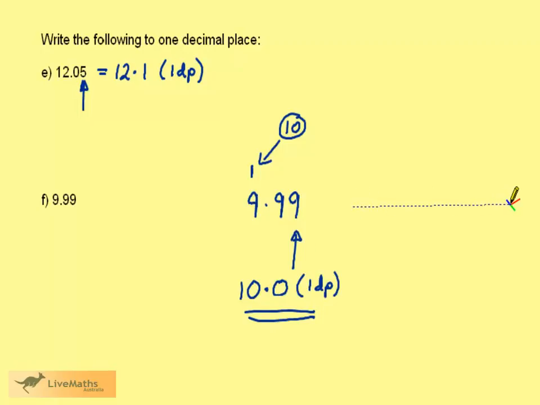Since this one is quite difficult to think about in this way, consider a number line. 9.99 is between 9.9 and 10.0, considering numbers to 1 decimal place. We know halfway in between is 9.95, and 9.99 is in this region, closer to 10.0. This way it's easy to see that this is 10.0, correct to 1 decimal place.